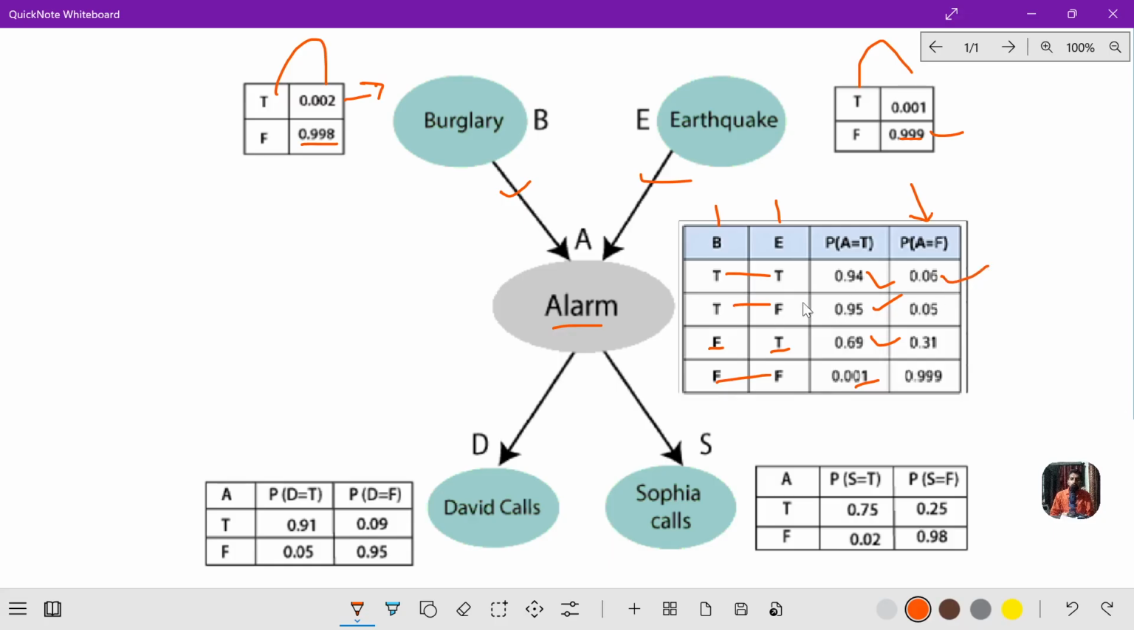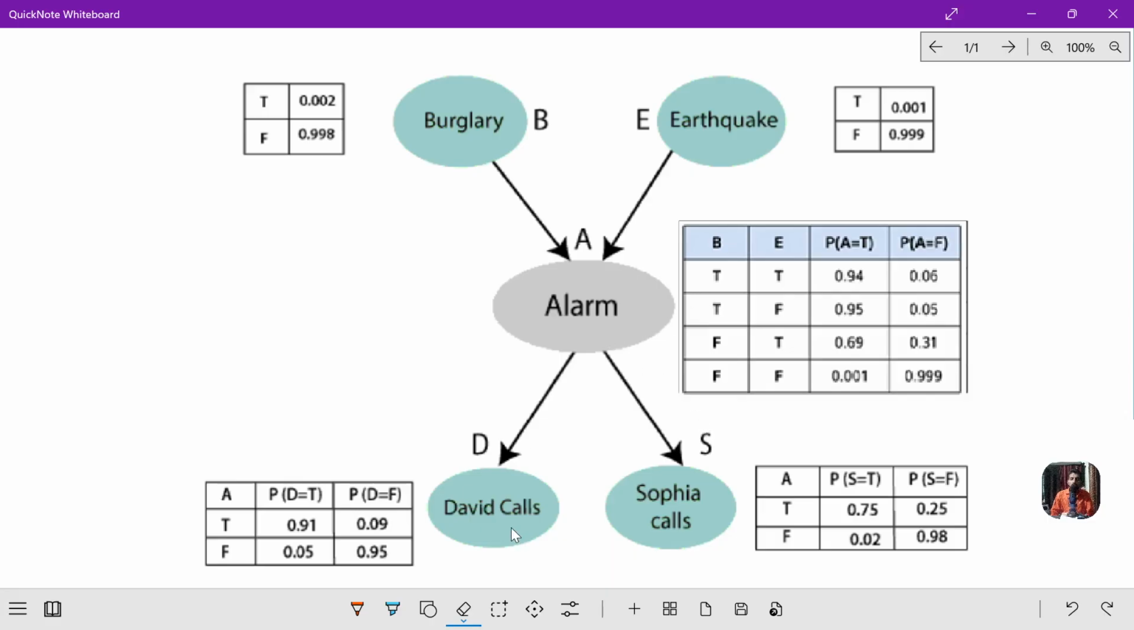Similarly, we can find when burglary is true and earthquake is false. When burglary is false and earthquake is true, this is equal to 0.31. How do we receive this 0.31? Just 1 minus 0.69, so the value is 0.31. And 1 minus 0.001 is equal to 0.999. So this is called the conditional probability table. This is the way to construct the conditional probability table for alarm.